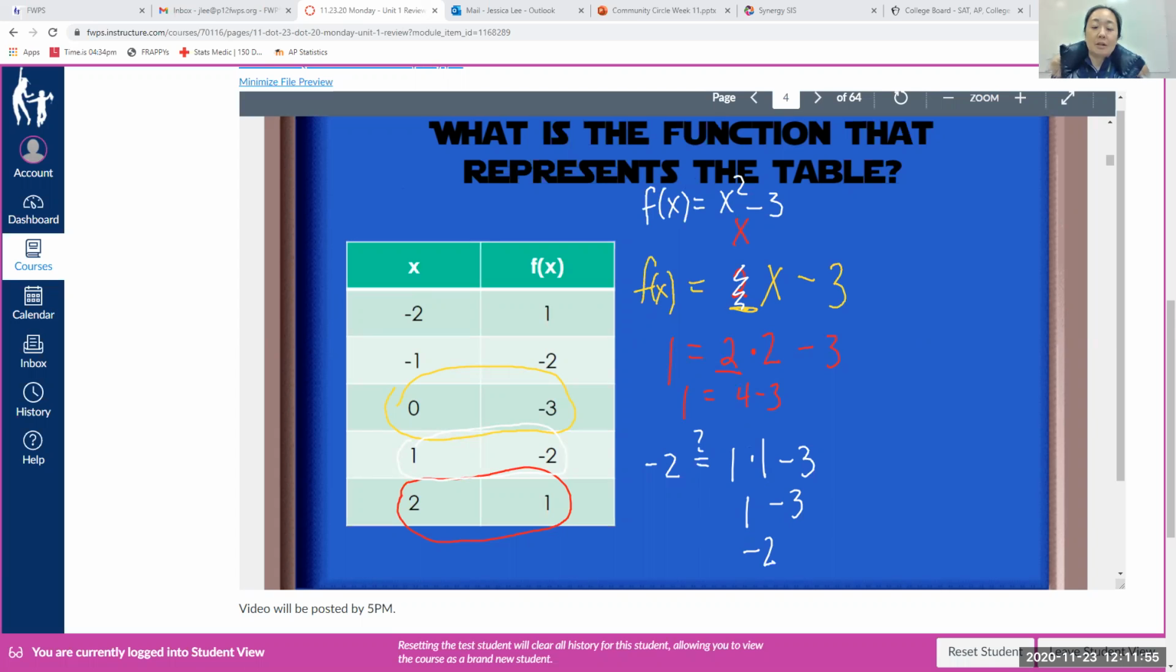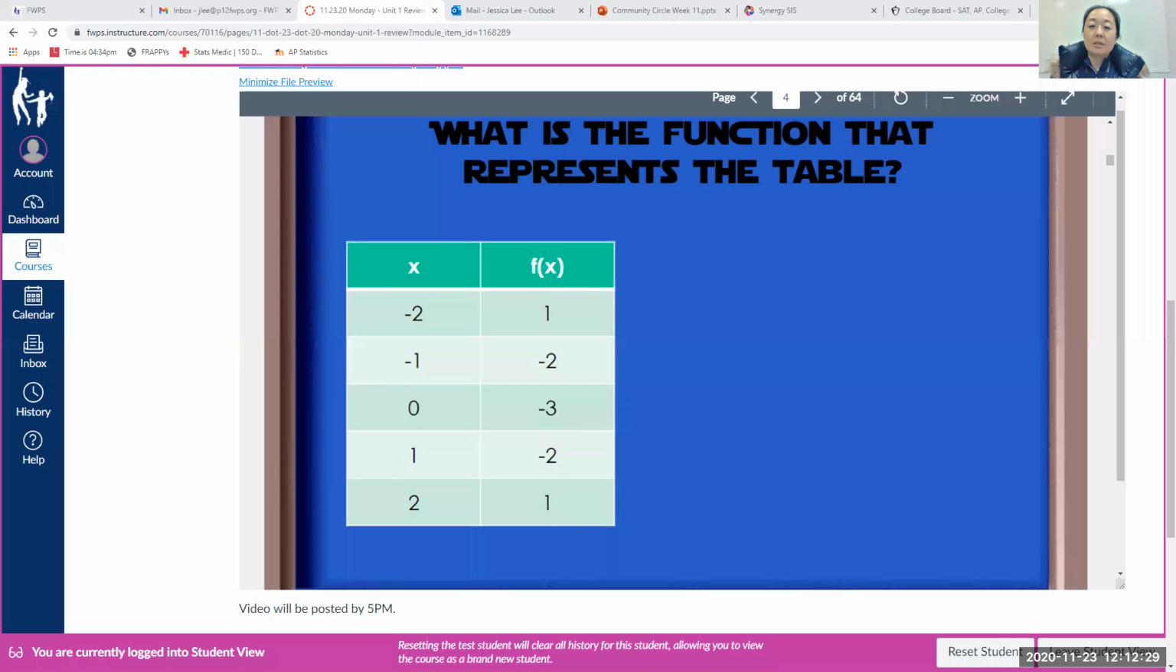Okay, and we're gonna go with a different color here. Purple, we say, just to make sure, because we gotta check. So if we put in a -2 in there, it'll be -2 squared minus 3, which is gonna be 4 minus 3, which is 1, which is what we should get. We're good. Okay, so we know that this is gonna be it. On a test, I would check all of them just in case, right? But there we go. Okay, now we're gonna move on to the next section.